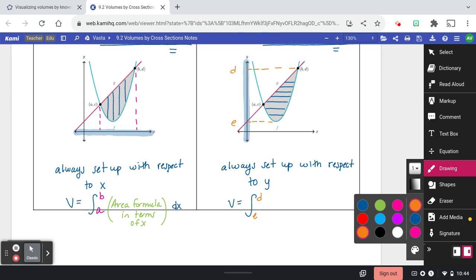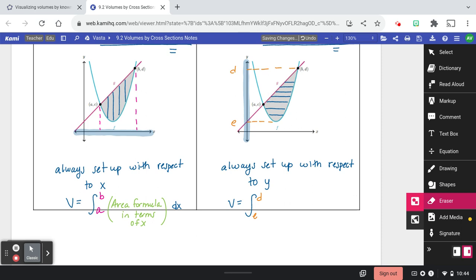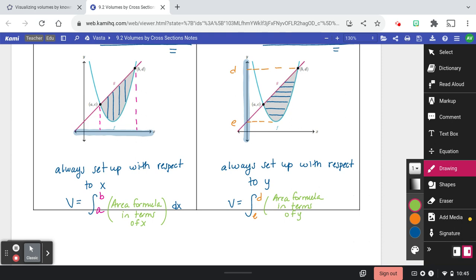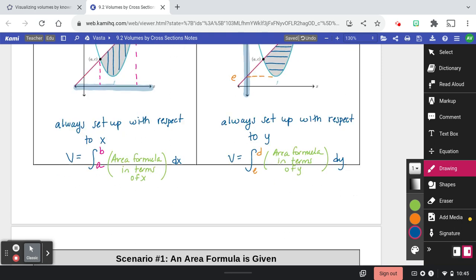And then inside of there, you would need to put the area formula, but this time your formula should be in terms of y. So there should be y's in your equation and then dy. Let's go ahead and take a look at a few examples.